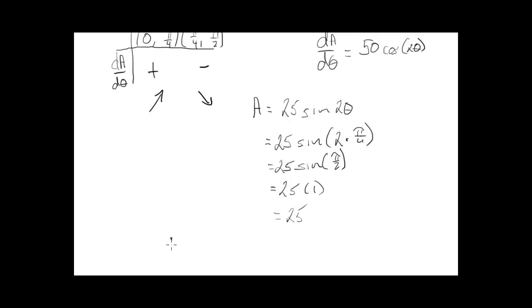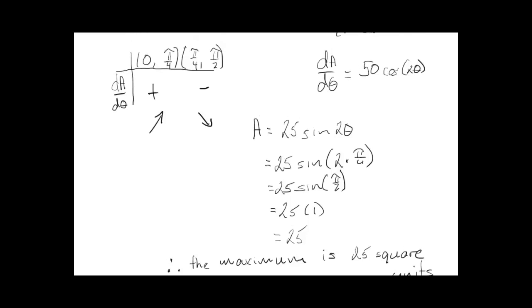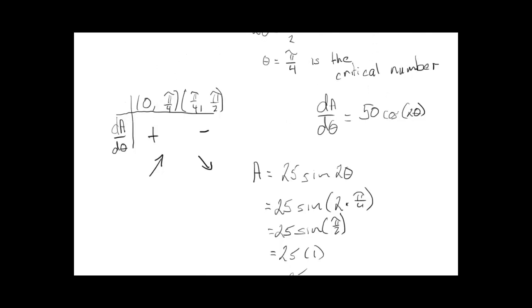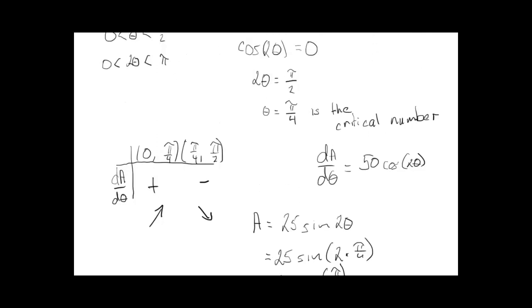So therefore, the maximum area is 25, and we don't have units, so we could just say square units, whatever those units happen to be. Okay, so that's an optimization question that we were able to solve using trigonometric differentiation rather than any other type of differentiation which we had done previously.